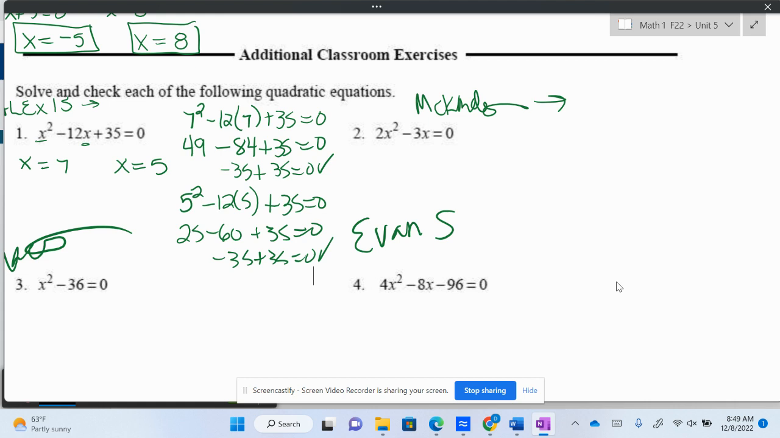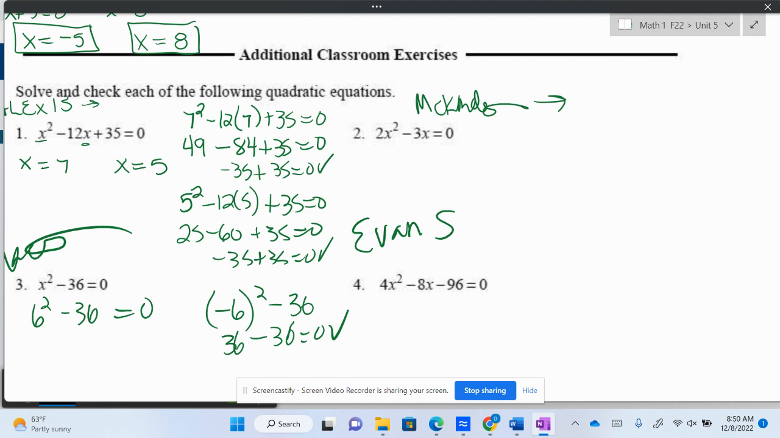Number 3 works. So you did 6 squared minus 36 equals 0, and that's true. And then you did negative 6 squared minus 36, and negative 6 times negative 6 is a positive 36, and that also equals 0. Yep, that was a good one to do. Smart. Do you guys understand what I'm asking you to do? You're just plugging it back in to check, okay?